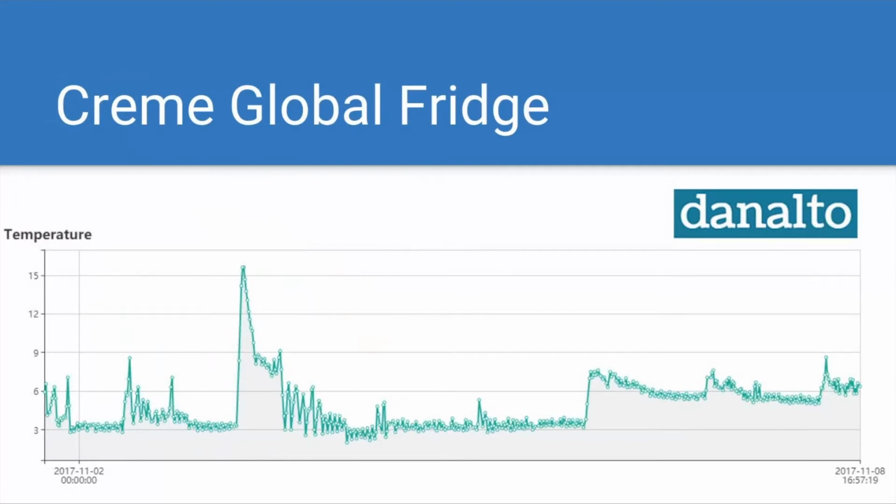A bit of a fun example of how we've implemented this in-house in Creme Global: just downstairs from us is a cool company that offers IoT solutions called Denalto. You can check out their website afterwards if you're interested. They gave us one of their IoT sensors, and we've installed it in our fridge. So this is the Creme Global fridge, and you can monitor temperature and humidity in real time using one of their dashboards.